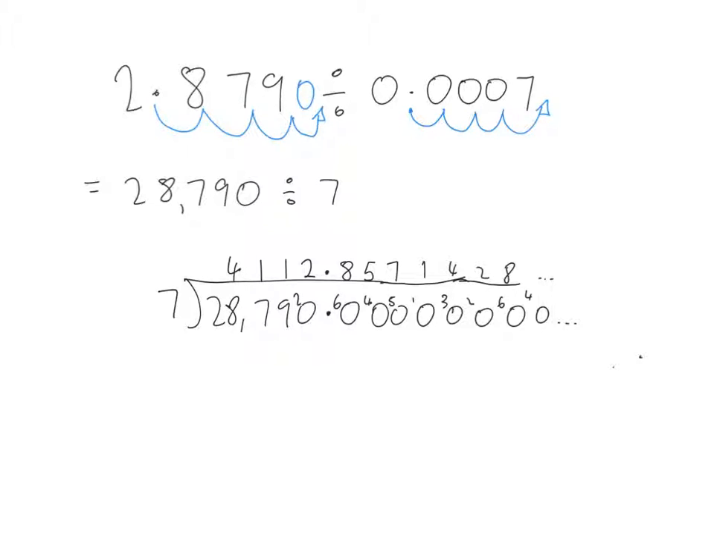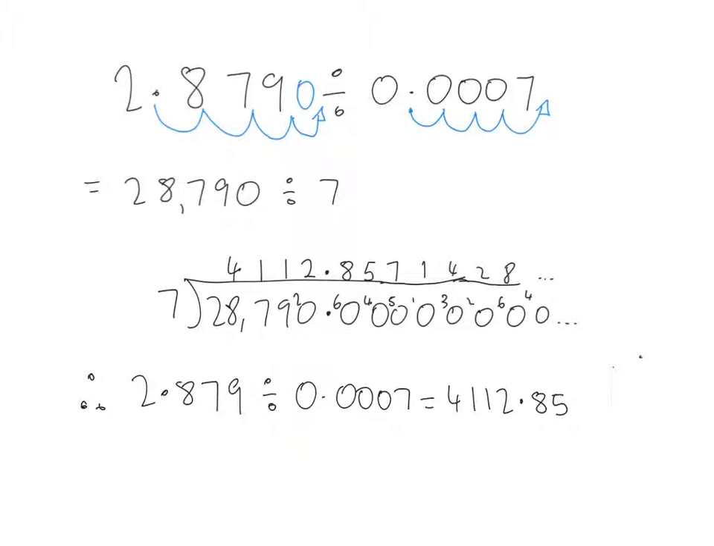So the final answer is going to be, therefore, remember that first number we had didn't look so scary, did it? 2.879 divided by 0.0007 is equal to 4,112.857142 repeating. That's a big repeating set of digits there. And that's your final answer. That's your exact answer.